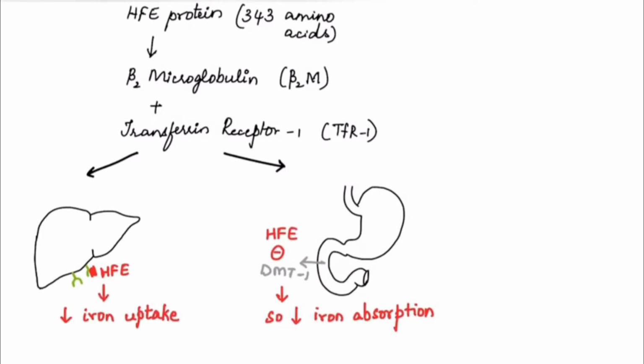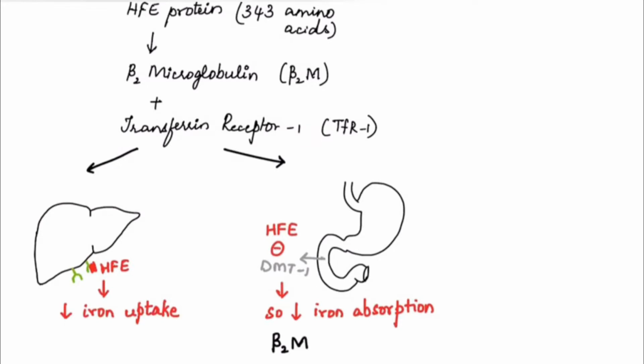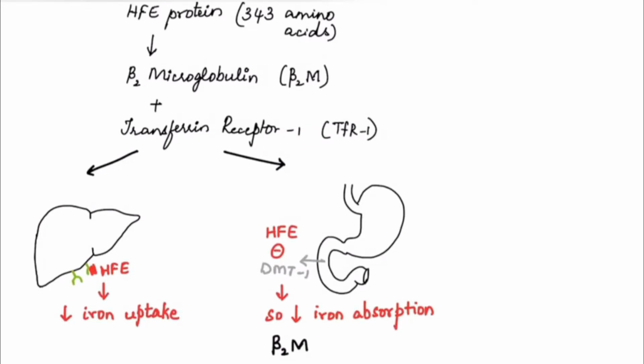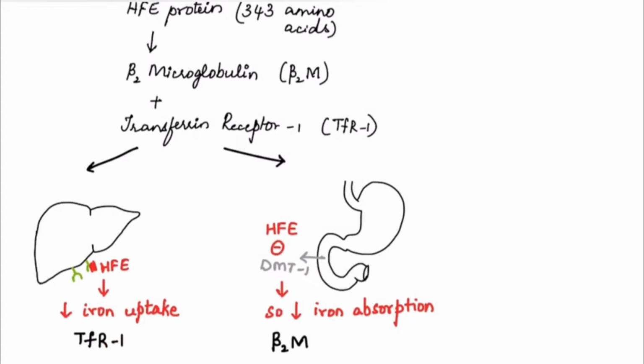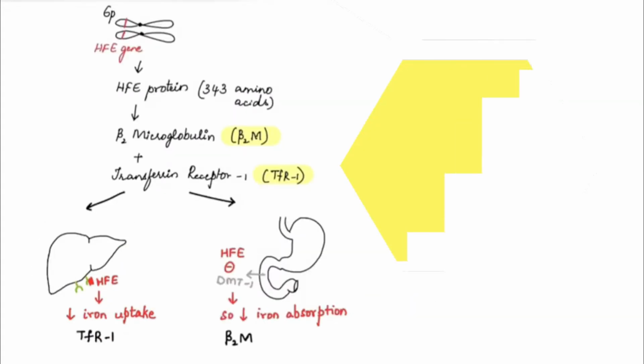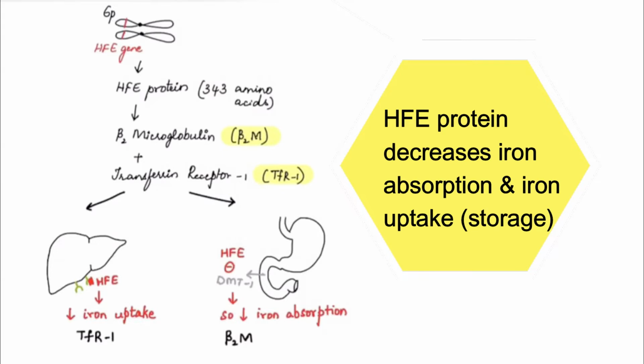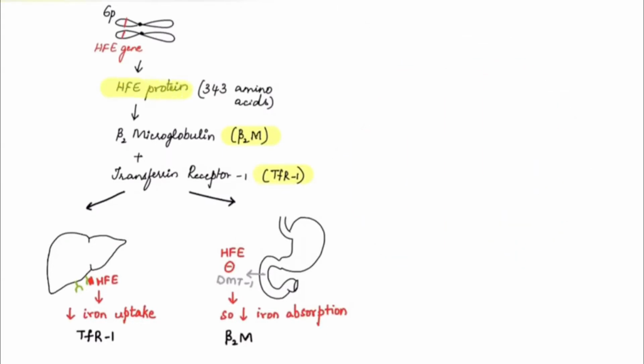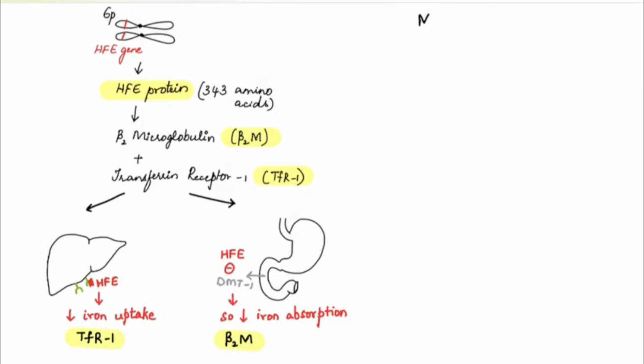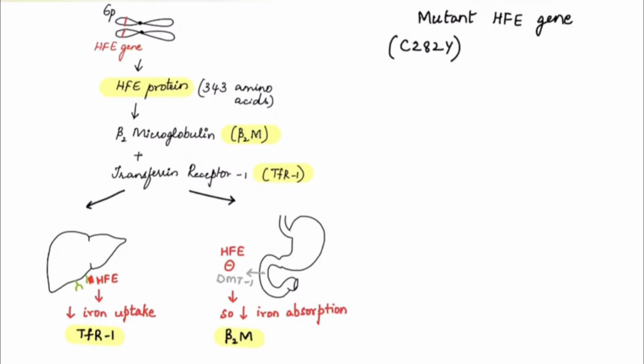The action of HFE protein on duodenum is mostly through beta 2 microglobulin, and the action of HFE protein on liver is through the transferrin receptor. So a normal HFE protein decreases duodenal absorption of iron and decreases liver uptake of iron, and so it regulates body iron content. Now if there is a mutant HFE gene, the most common mutation being replacement of cysteine by tyrosine at amino acid position 282, which is denoted as C282Y, and the second common mutation being replacement of histidine with aspartic acid at the amino acid position 63.